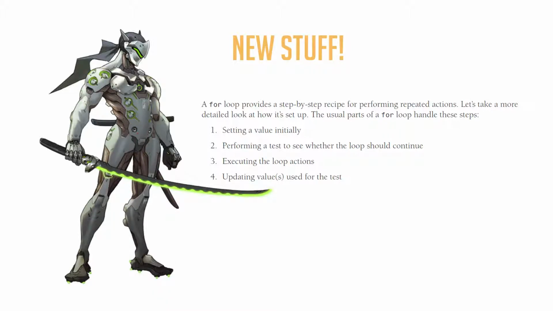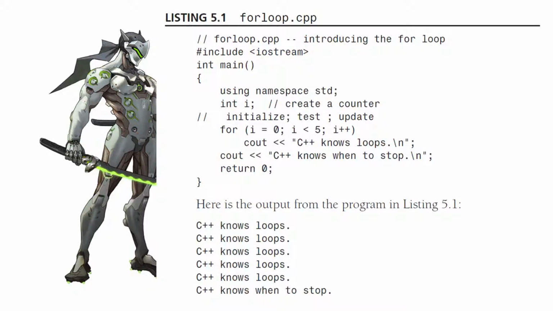In addition to setting a number at the start, you're allowed to test whether the loop should keep going. And then, after you've executed the loop action, which is just normally what a loop does, you can update a number for the test. And it's weird. You have to have these 4 things to make it work. And it's like, why would that be useful? But I'm going to show you an example of what the code actually looks like here.